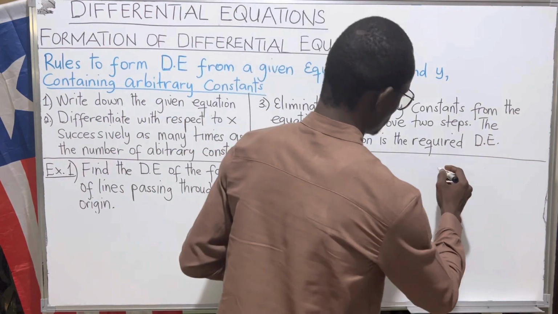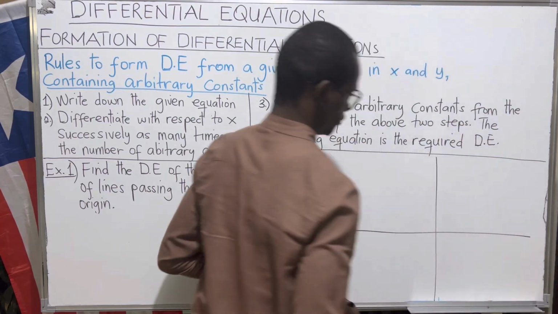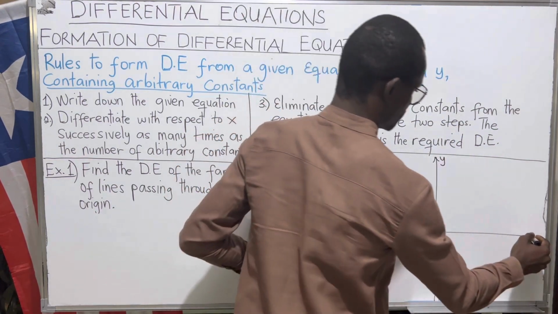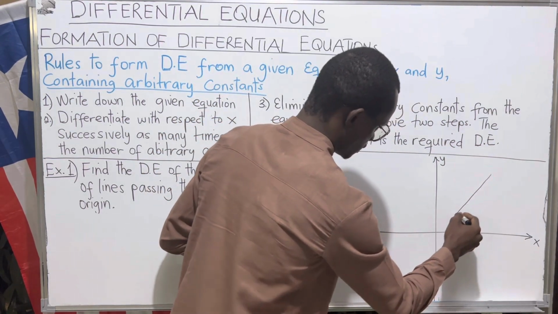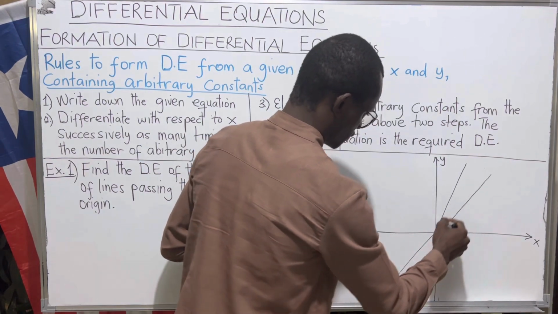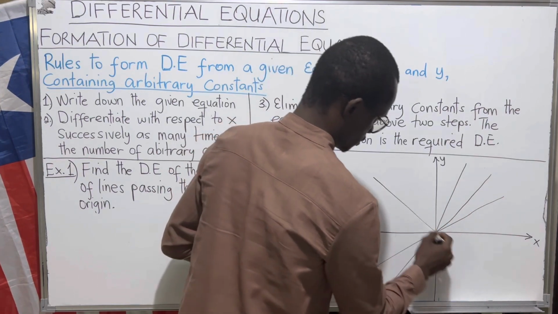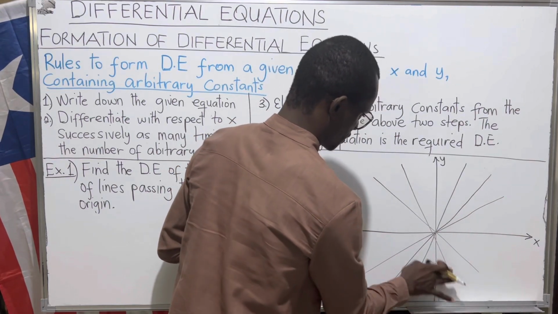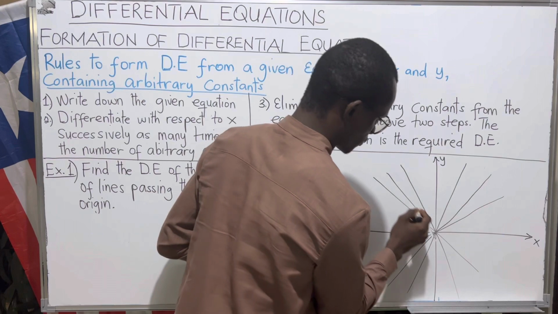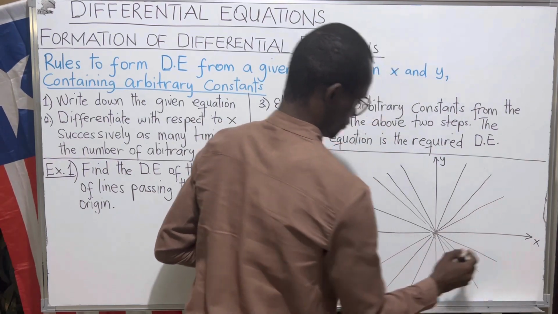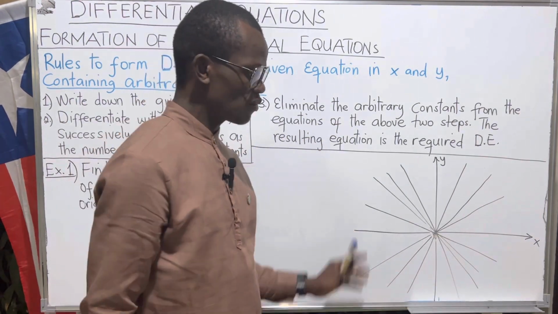So assuming that you have this diagram, this is the y-axis, this is the x-axis. We have these lines that are running through the center of the circle. All of these lines are running through the center of the circle, and so many of them.